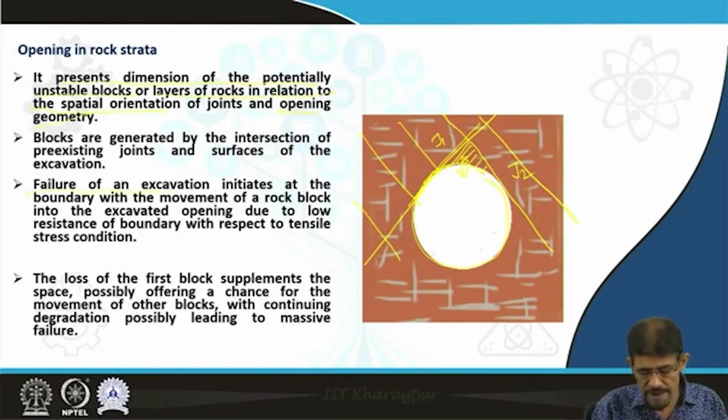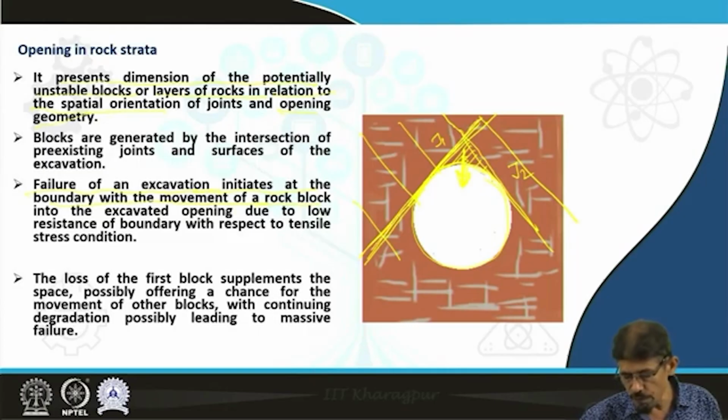The failure of an excavated opening initiates at the boundary of the movement of a rock block along this joint, and this block is going to move downward and fall into the excavated opening due to low shear strength of this boundary, or these boundaries are unable to resist the shear stresses developed due to excavation of this opening.